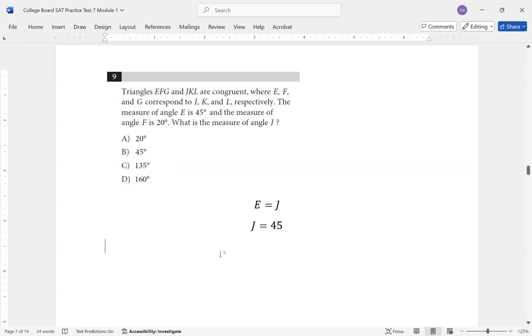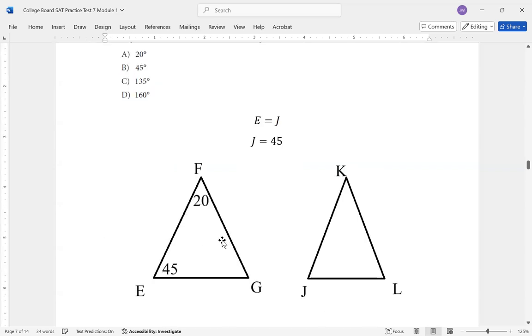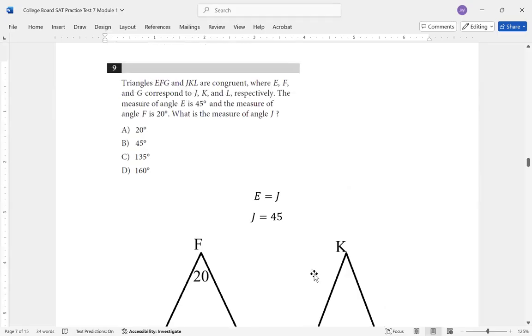If you wanted to draw a picture, you could. I've already kind of drawn this, although I wasn't very precise. But E and J match up, F and K match up, G and L match up. So if E and J match up, then J also has to be 45 degrees. So that's the answer to question 9. 45 degrees, B, option B is the answer.